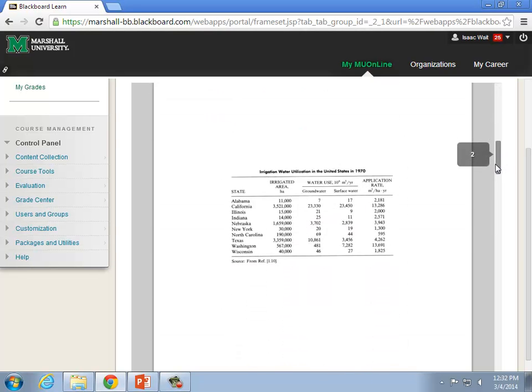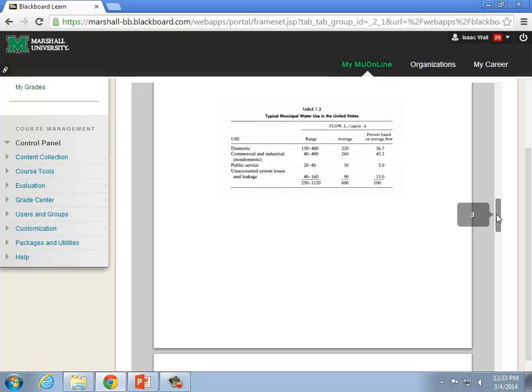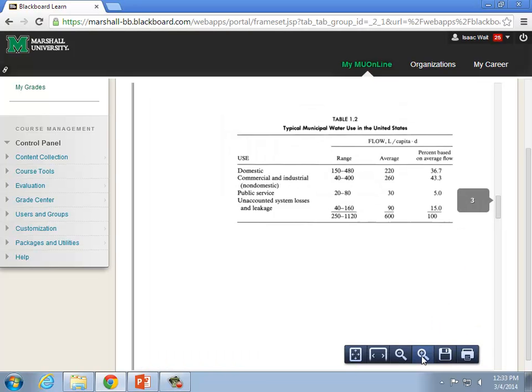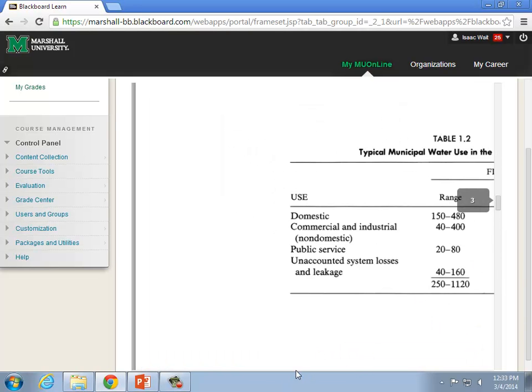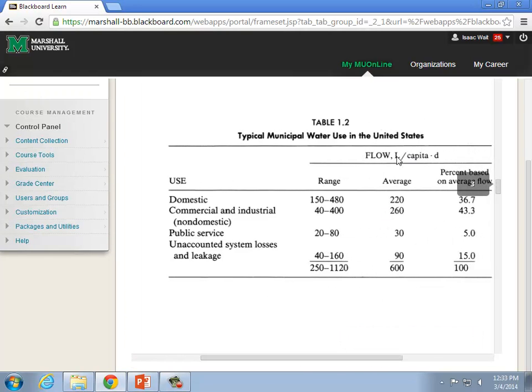I've got a lot of questions about the units of flow on this table 1.2. Let me make it a little bit bigger so you can look at that. All right. So the units here of flow are liters per capita per day. That means liters per person per day. So you see here it says for domestic use, meaning people's homes, that the average flow demand is 220 liters per person per day.